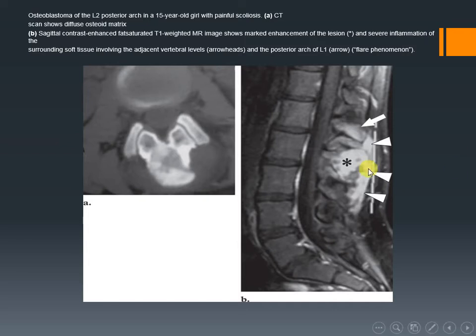You can see flare phenomena by MRI. The lesion is in one spinous process. However, the adjacent inflammatory process is flare edema. So when you measure it, you might measure larger than it is. So it's an overestimate of the lesion. And with gadolinium it shows marked enhancement.